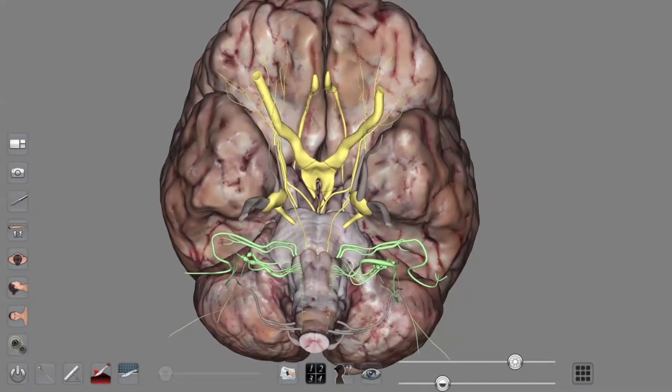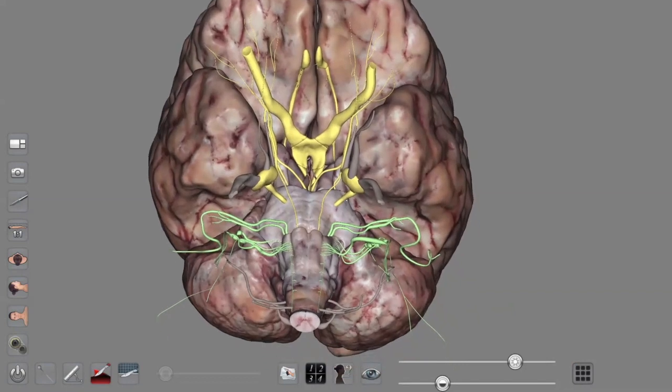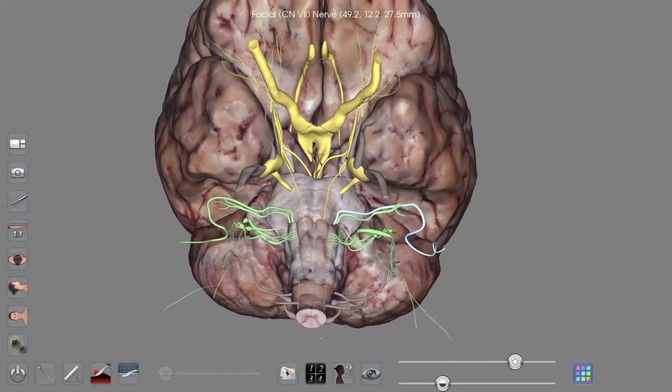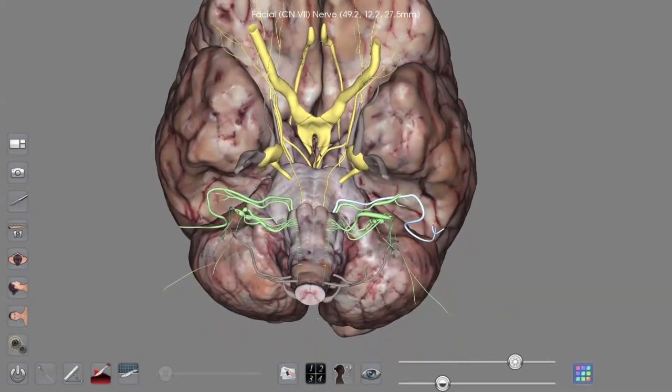Seen here in green, then, are the remaining cranial nerves, cranial nerve 7 through 12. Beginning with cranial nerve 7, the facial nerve. The facial nerve is both sensory and motor in function, innervating the muscles of the face and providing sensation primarily for taste on the anterior 2/3 of the tongue.